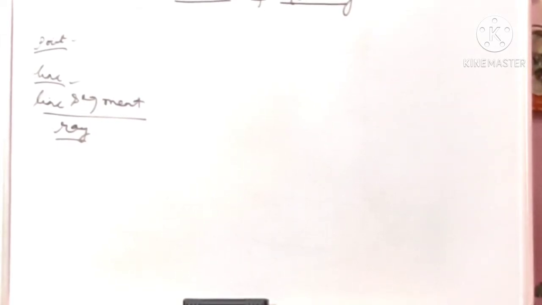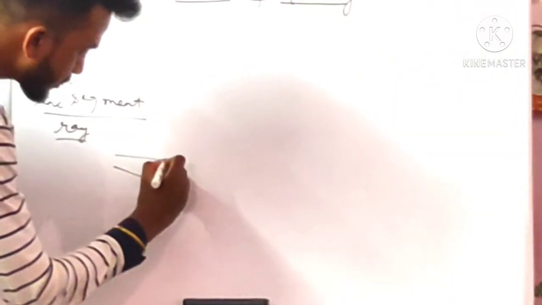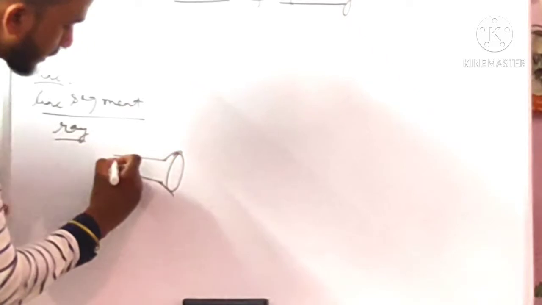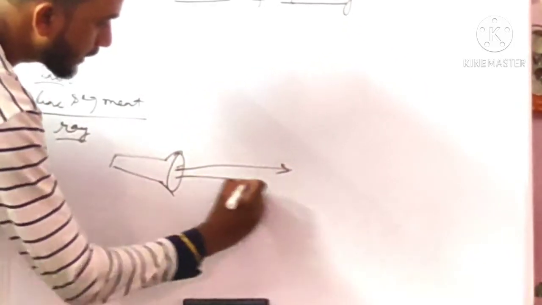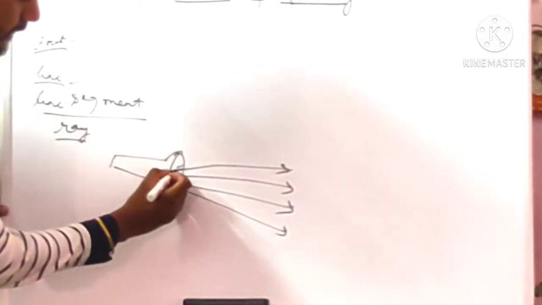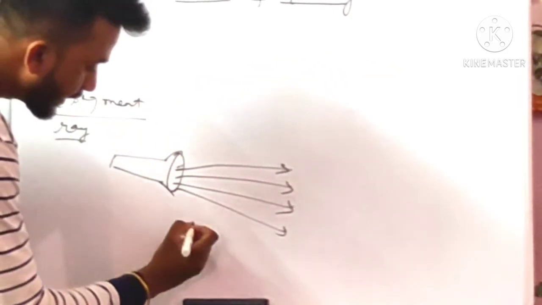The beam will start from the source and it will go on endlessly in one direction. Suppose this is a torch. We know the starting point, that it will definitely start from here, but it goes on moving in only one direction. That means we know the starting point, but we don't know the ending point. So that's why a ray moves.